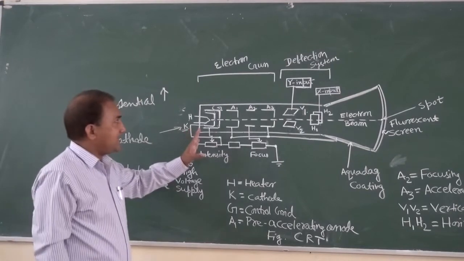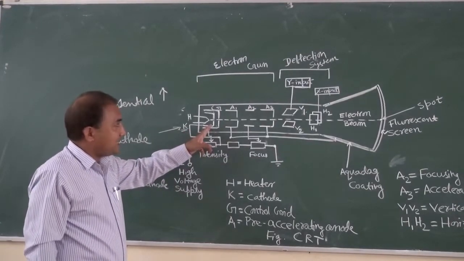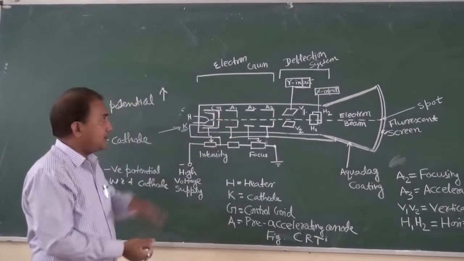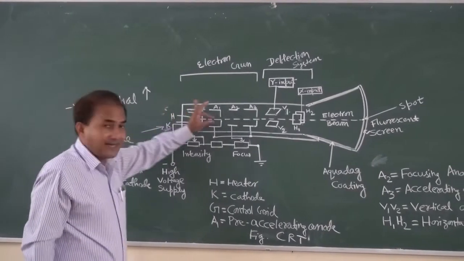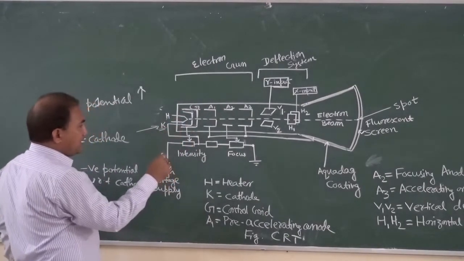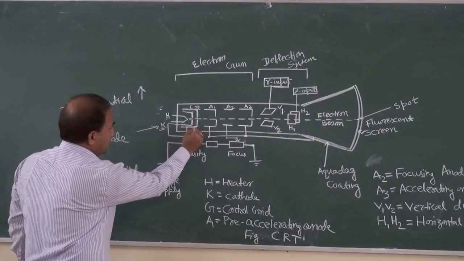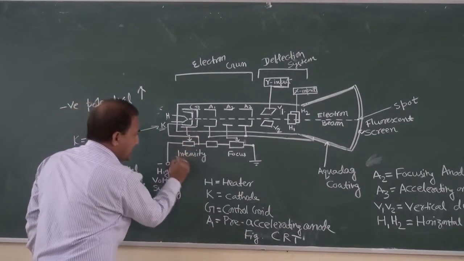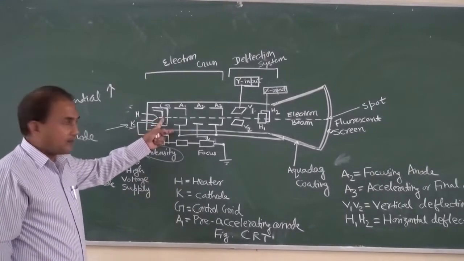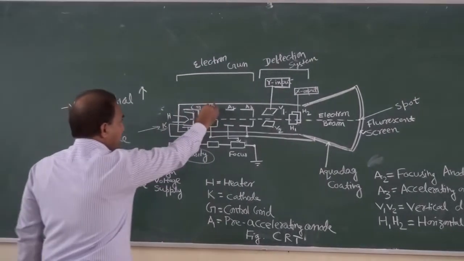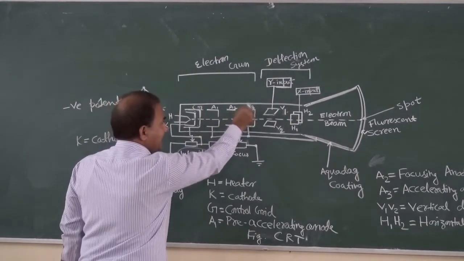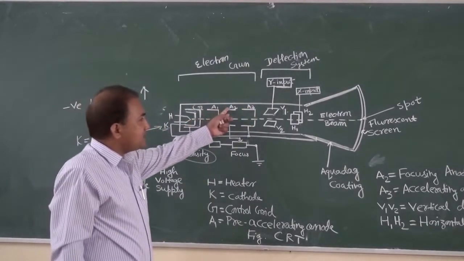If the potential connected to the grid increases, then what will happen? The flow of electrons will decrease. This control grid is connected to the intensity control. So intensity is dependent upon the control grid. Now A1 is the pre-accelerating anode and A3 is the final accelerating anode, whereas A2 is the focusing anode.